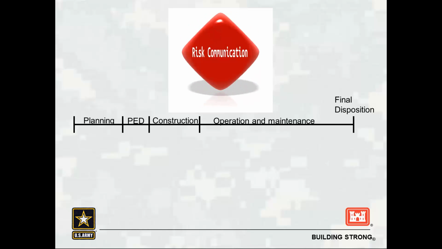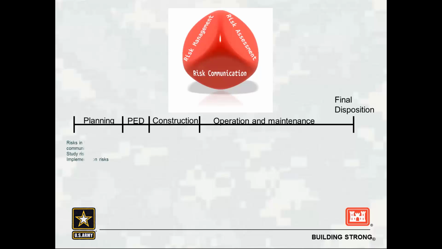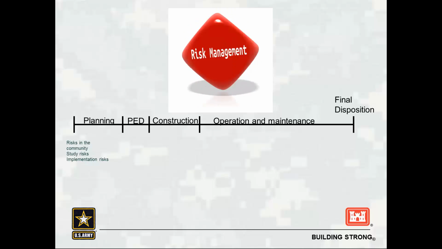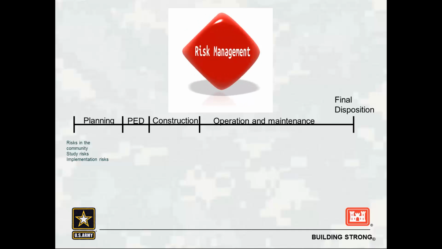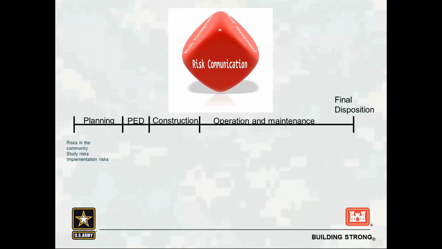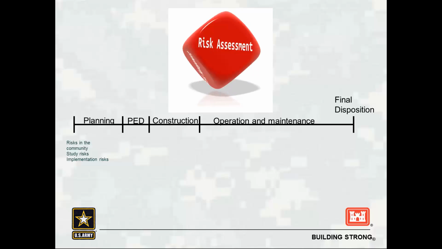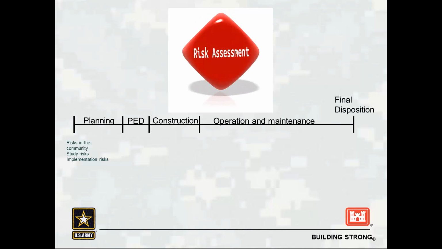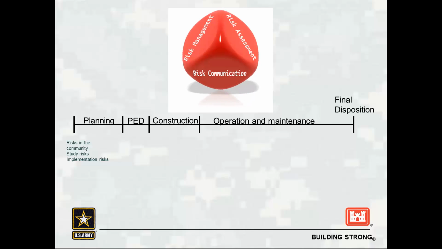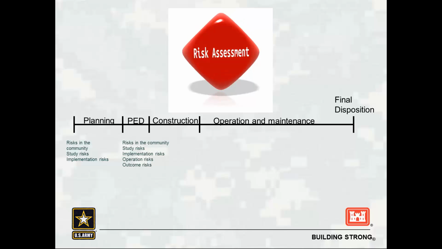Here we have the same life cycle stages again, and let's overlay those types of risks that we were just talking about. In planning, the risks you're most concerned with are risks in the community. You are worried about study risks, they're documented in the risk register, along with implementation risks, how things that you do in the planning process could affect implementation of the project.